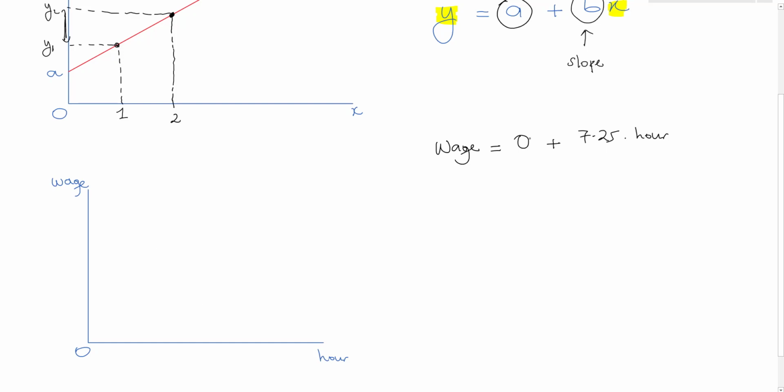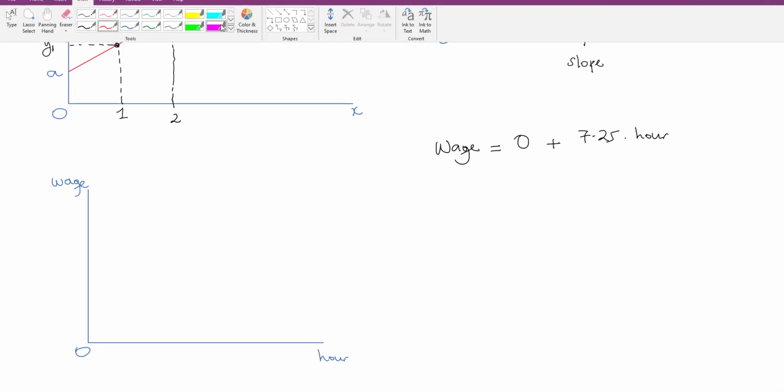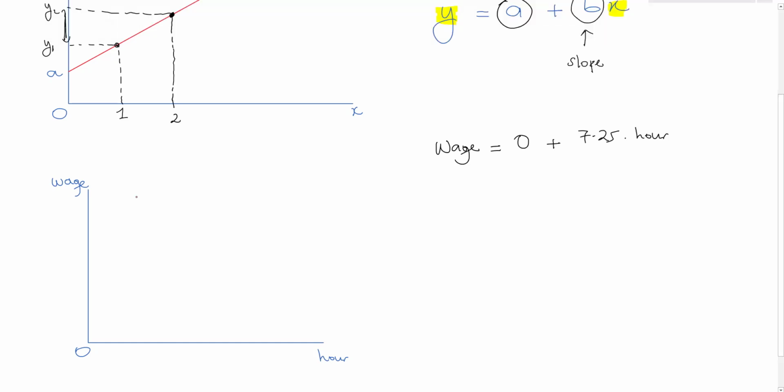Okay, now the intercept, remember we said that this is where the line touches the y-axis. The value where the line that we're going to draw touches the y-axis. And this value happens to be 0. And 0 is right here, right? We also said that this is the value of wage when hour is equal to 0. And it makes sense. So if you haven't worked at all, in other words, hour is equal to 0, then your wage is also 0. Okay, so this is a line that is going to start here.